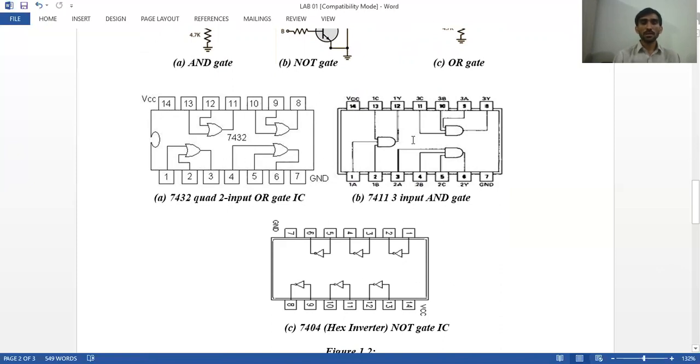This one is the IC of the AND gate. The number is 7411, which is 3-input. If you are talking about 2-input, then it is 74LS08. This one is the IC of the NOT gate. Here the number is 7404.